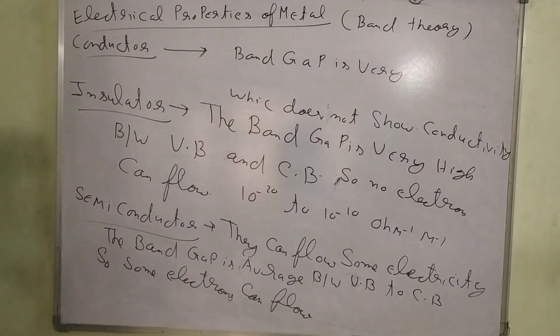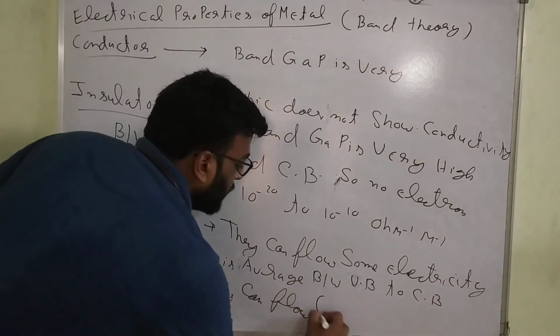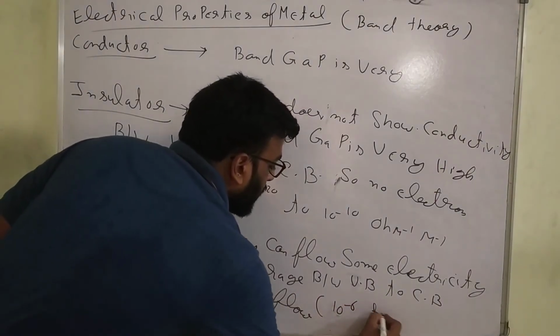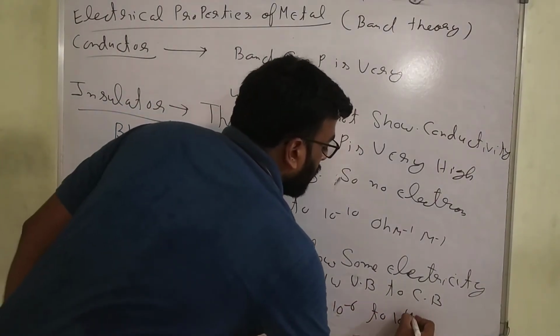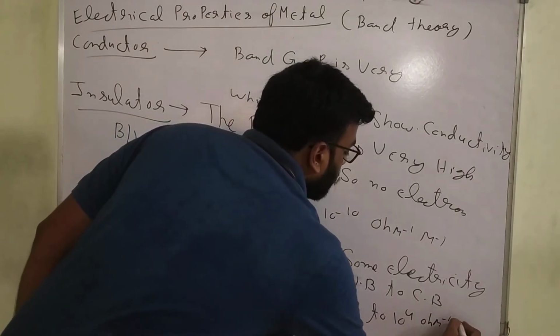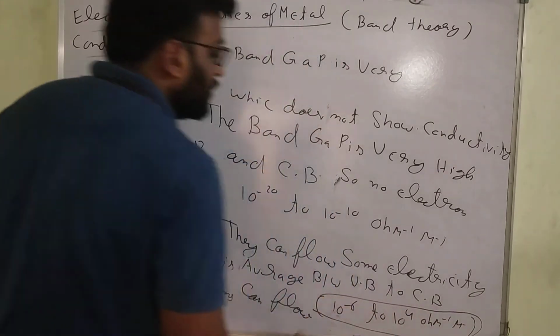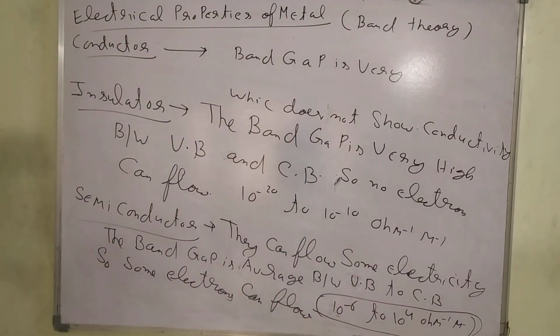Write down the range, a very important range. You have to learn the range of semiconductors: 10 raised to power minus 6 to 10 raised to power 4 ohm inverse meter inverse. This is a very common question in the MCQ, so please learn it very properly. Just pause the video and write down this point. Okay. Electrical properties: conductors, insulators and semiconductors.